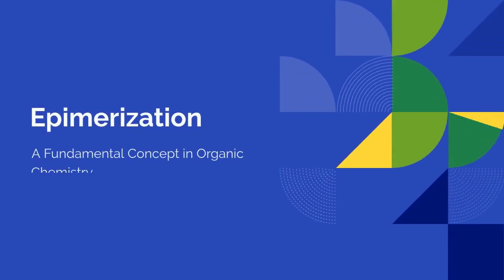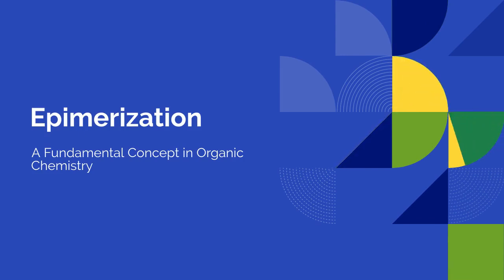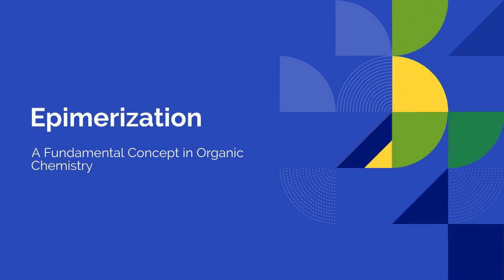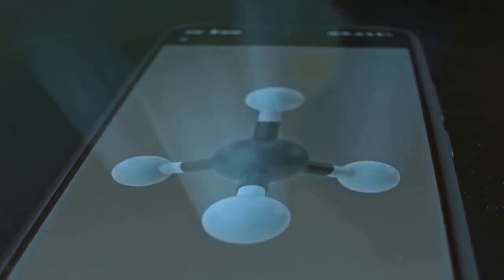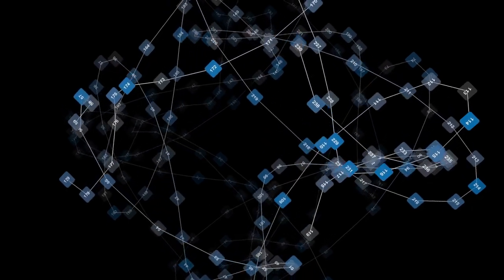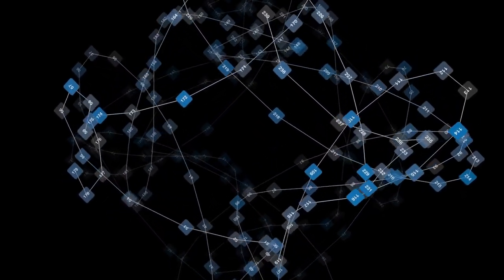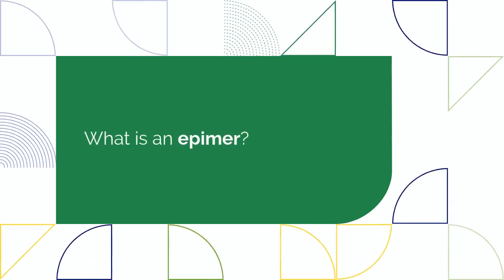Hello everyone and welcome. Today, we are diving into a fundamental concept in organic chemistry called epimerization. You might already be familiar with isomers, molecules with the same formula but different structures. We are going to focus on a very specific type of relationship between stereoisomers and the process that connects them. So, what exactly is epimerization?